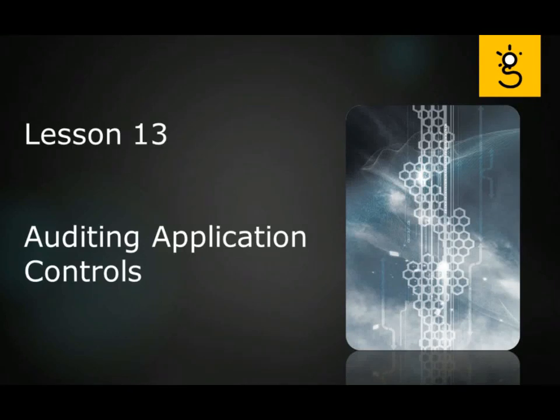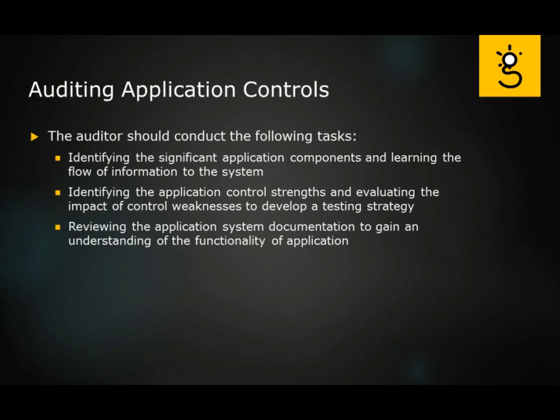In this lesson, we're going to talk about auditing your application controls. Now, as an auditor, we should conduct the following types of tasks: identifying the significant application components and learning the flow of information to the system. You should be able to identify the application control strengths, to evaluate the impact of the control weaknesses, and to develop a testing strategy to verify the controls.